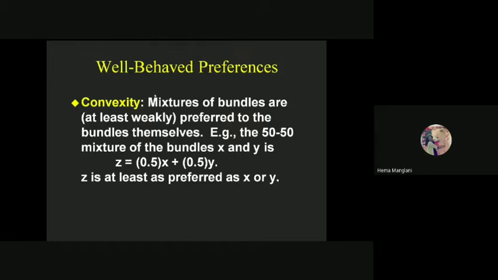The set of weak preferences shows that arbitrarily close bundles are very close to each other. That's why we also call them weak preferences. So if we have this kind of preference, for example, a 50-50 mixture of the bundles x and y is 0.5 of x plus 0.5 of y, and then you're making a bundle z. So z is at least as preferred as either x or y. So this is the situation.